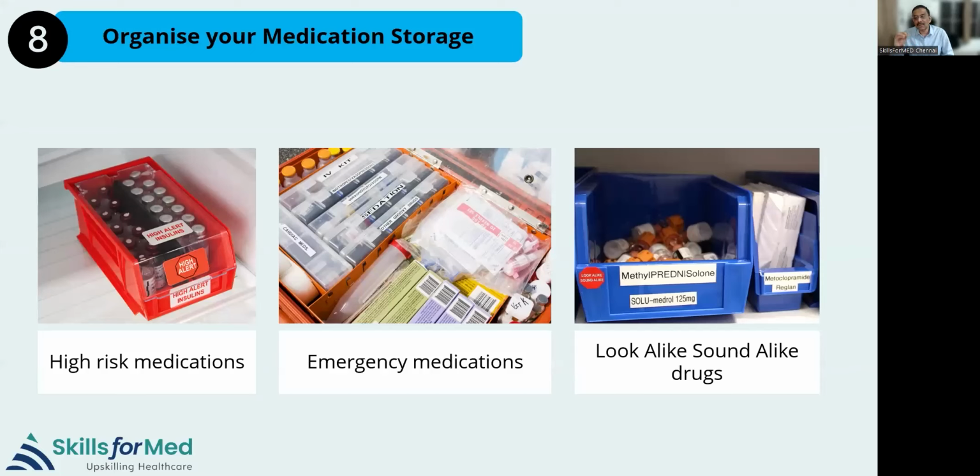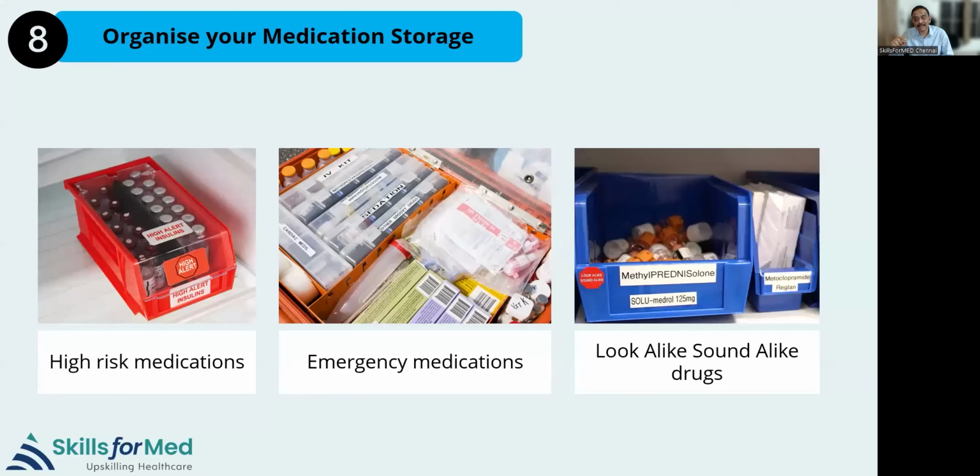And lookalike, soundalike drugs, as already pointed out, have to be stored separately, and also you can do what is known as tall man lettering. That particular part which is very unique to that drug, you put in capital letters.